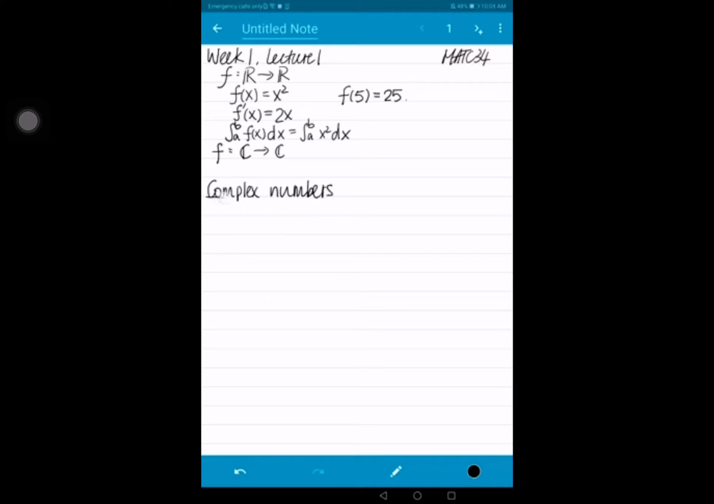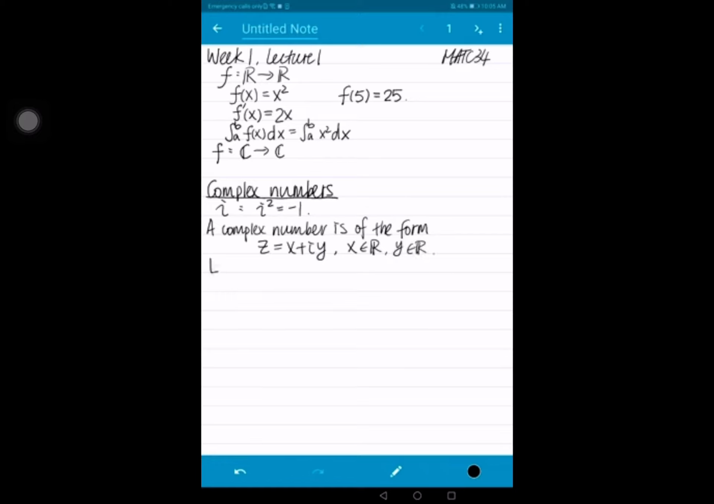So what is a complex number? Well, the major player of complex numbers is the number i. So what is i? i is the number such that i squared equals -1. You can think of i as the square root of -1, right? So a complex number is of the form z equals x plus iy, where x is a real number and y is also a real number.